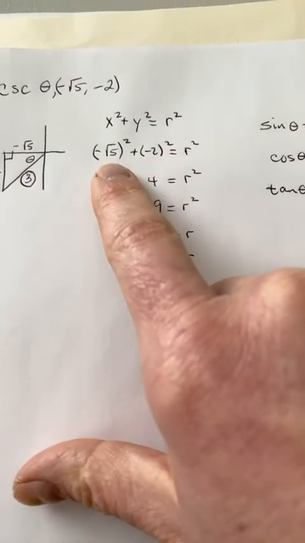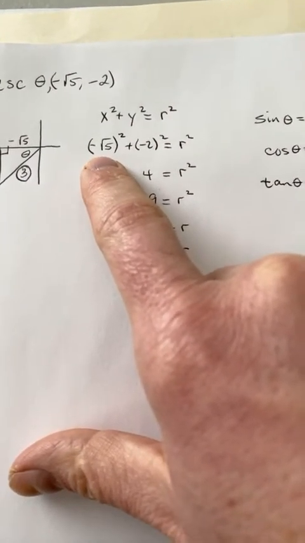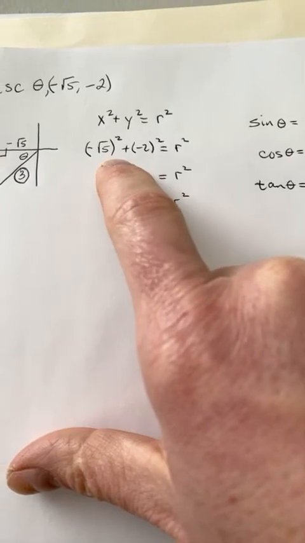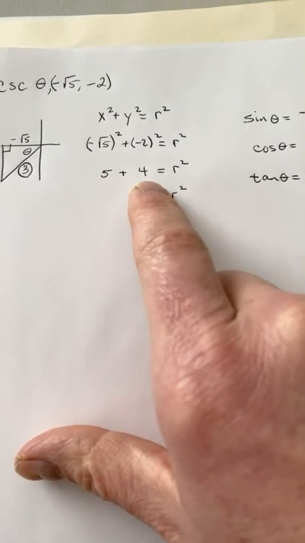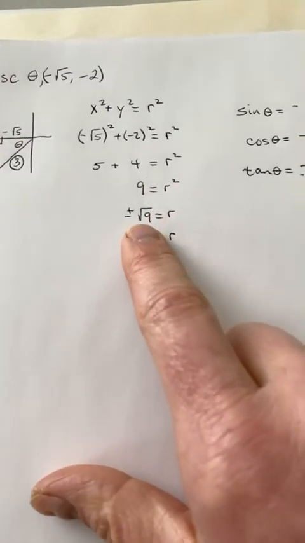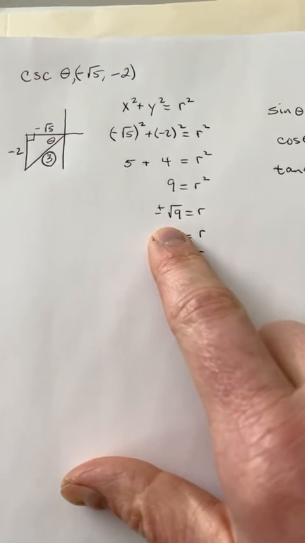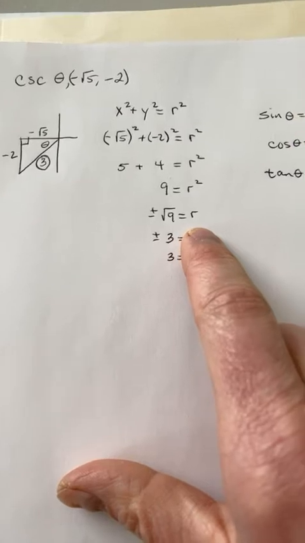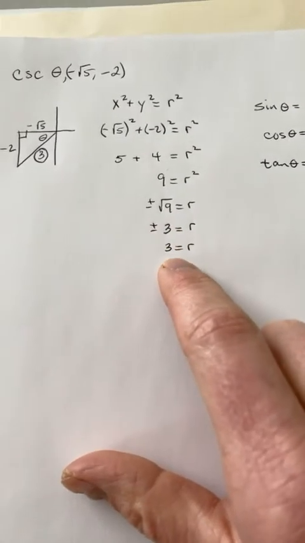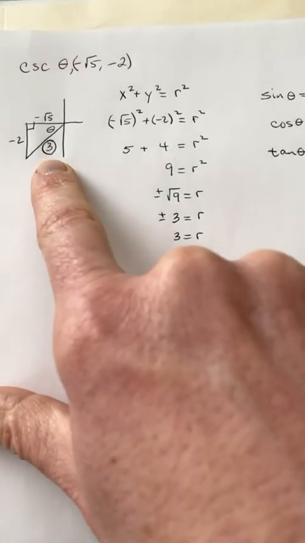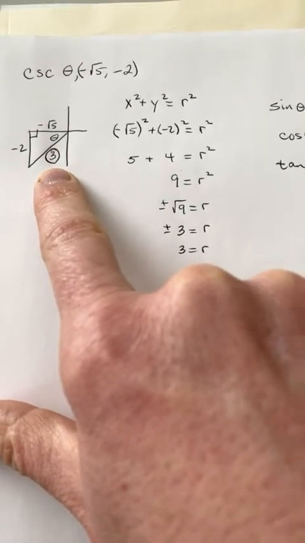So when I square negative square root of 5, I end up with positive 5. So I end up with 5 plus 4, which gives me 9. And then I have to remember, don't forget to take the plus or minus the square root, to find the value of r, and the square root of 9, of course, is 3. So the only answer that works, because the hypotenuse will always be positive, so I put a circle around that, is 3. So my hypotenuse has a value of 3.